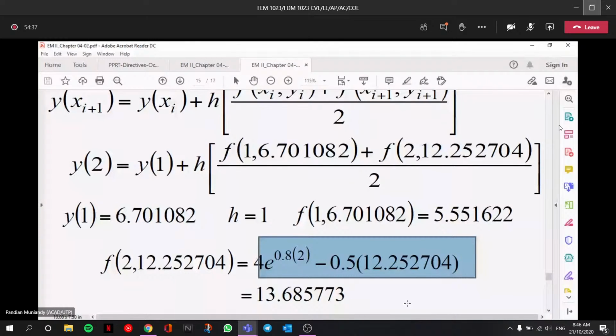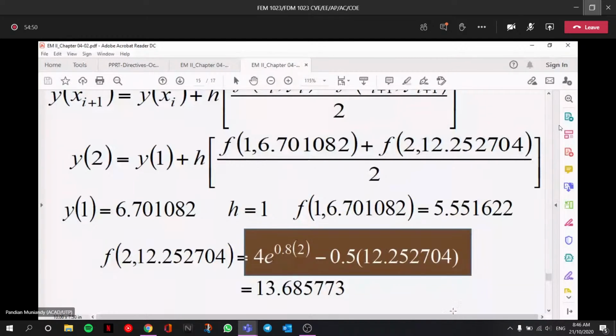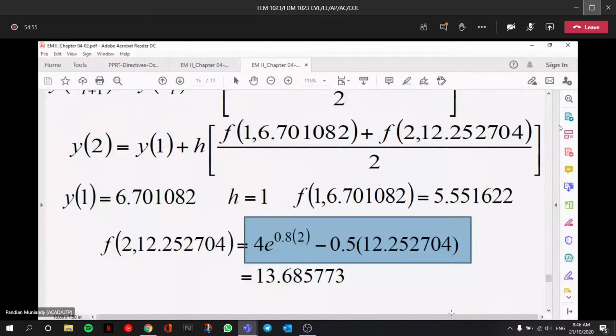13.685773, or if there is any mistake, please let me know. Calculate this now. Four multiplied by e power 0.8 multiplied 2 minus 0.5 multiplied 12.252704.